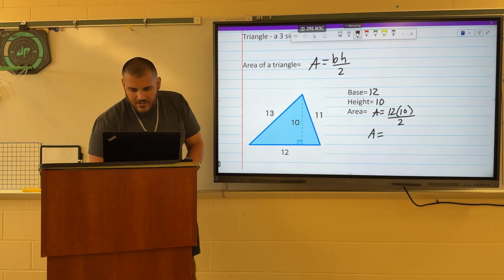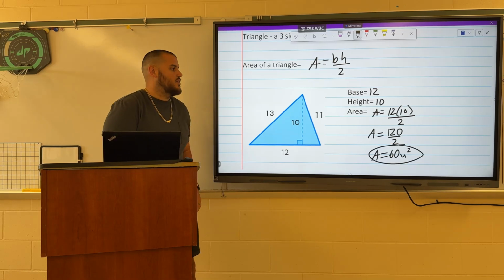12 times 10 is 120. 120 divided by 2 will give us an area of 60. Don't forget units squared for area for our triangle here.